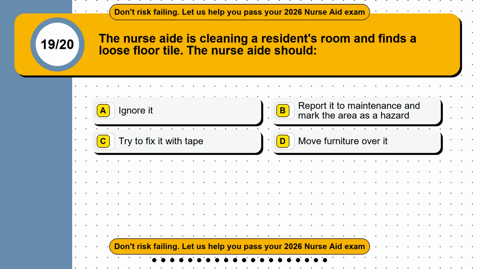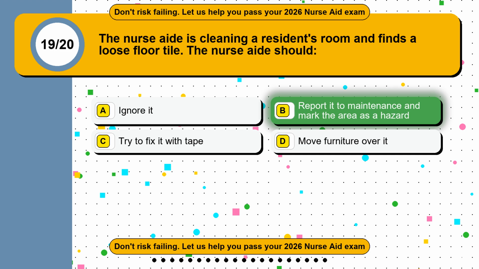Question 19. The nurse aide is cleaning a resident's room and finds a loose floor tile. The nurse aide should: Option A, ignore it. Option B, report it to maintenance and mark the area as a hazard. Option C, try to fix it with tape. Option D, move furniture over it. The correct answer is option B, report it to maintenance and mark the area as a hazard.